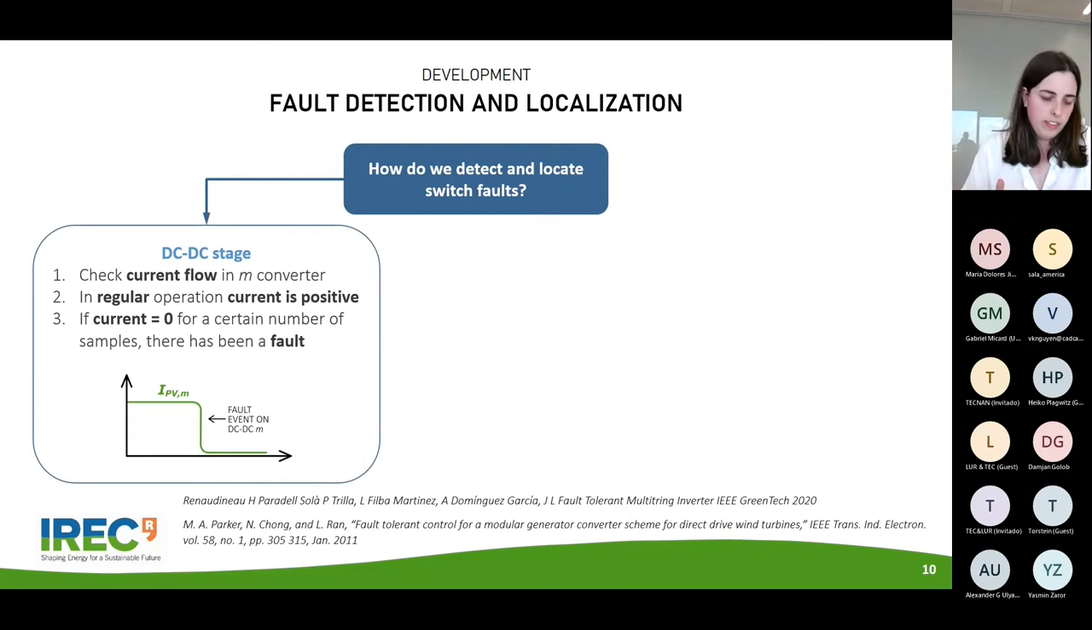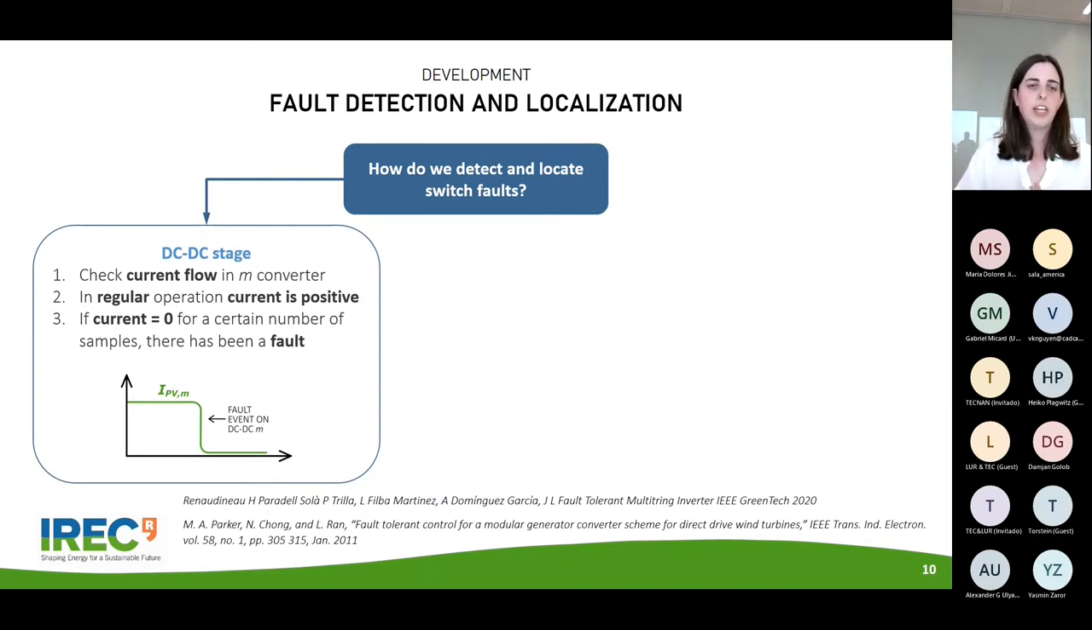To start, we need different algorithms to detect a fault in the DC-DC stage and in the DC-AC stage. For the DC-DC stage, what we do is check the current flow in every boost converter. In regular operation, this current is positive, meaning that the energy is being transmitted from the solar PV array to the common voltage pass. If the current flowing through a DC-DC converter is zero for a certain number of samples, we know that there has been a fault.